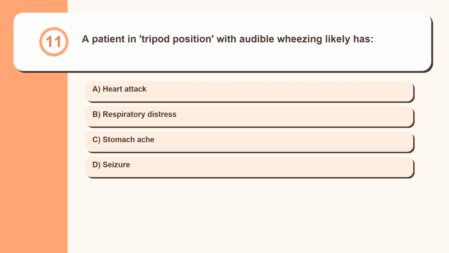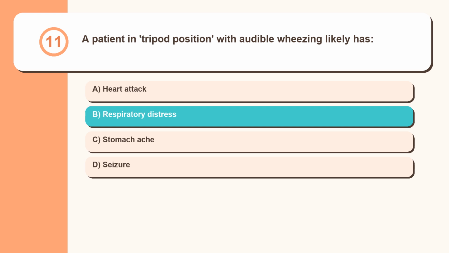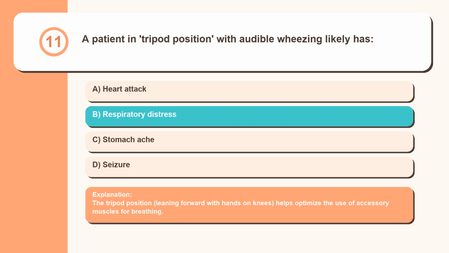Question 11. A patient in tripod position with audible wheezing likely has a heart attack, respiratory distress, stomach ache, or seizure. The tripod position, leaning forward with hands on knees, helps optimize the use of accessory muscles for breathing.